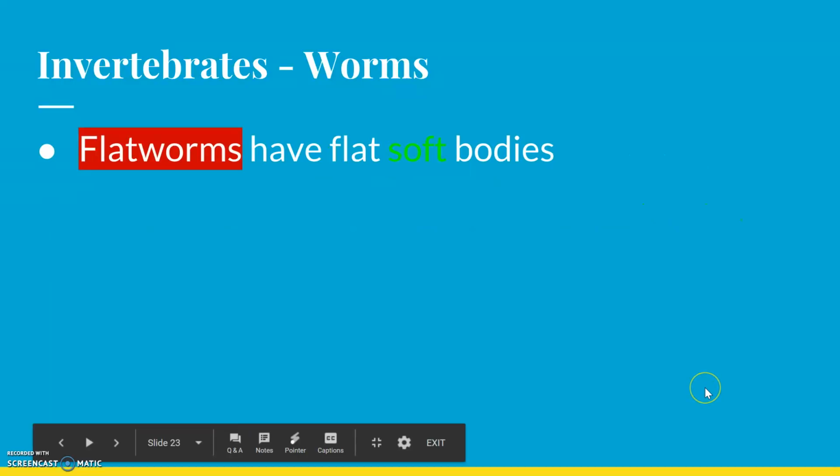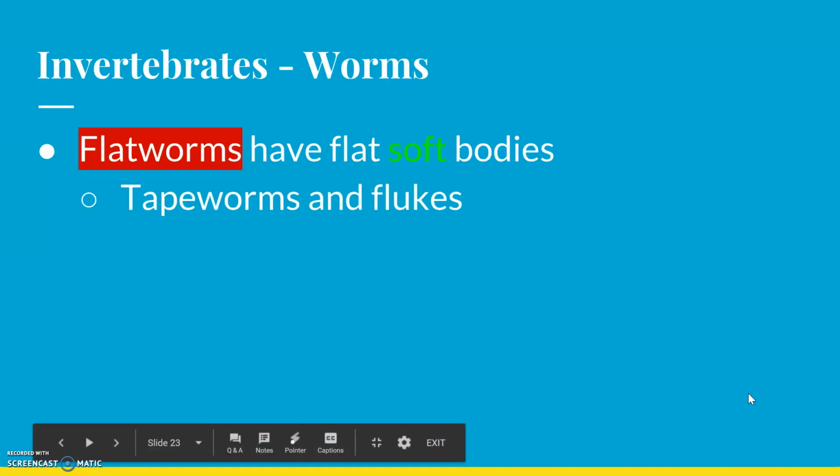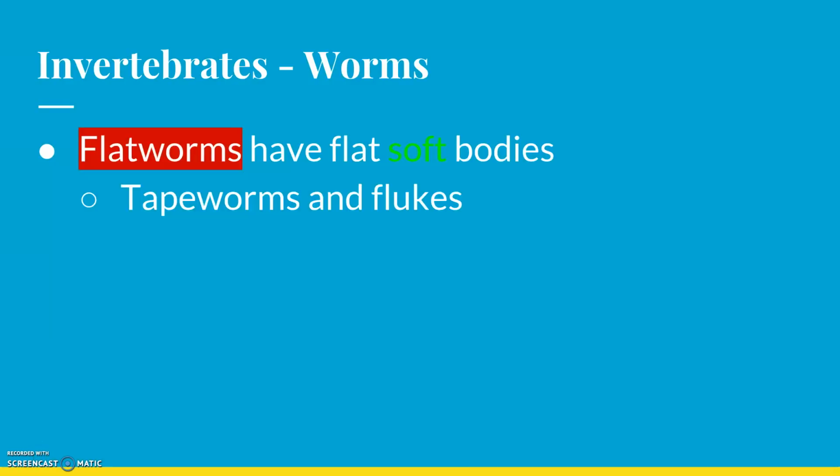So we're going to start with flatworms. These are the most basic, and then we're going to get more and more advanced. So flatworms have flat, soft bodies. Okay. These are tapeworms and flukes. So you're going to watch some videos today that are probably going to gross you out, because you know that's my job in life, is to gross you kids out as best I can.